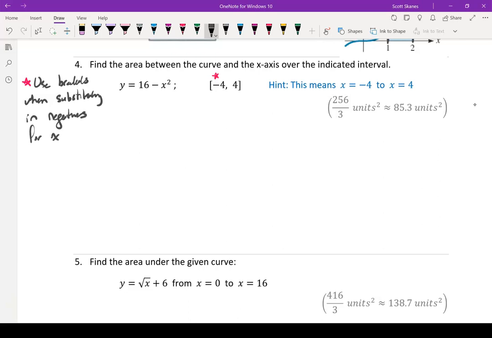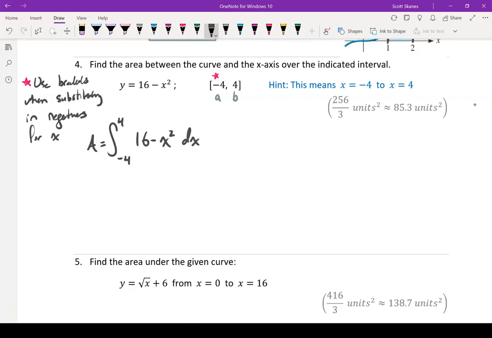Sorry for my writing. It says use brackets when substituting in negatives for x, because if you don't use brackets with the substitution, you're setting yourself up for possible errors. So the area is the integral from a to b, so from -4 to 4. If you're not sure about this, that's because a is -4 and b is 4, of the function that we've been given, which is 16 minus x squared with respect to x.